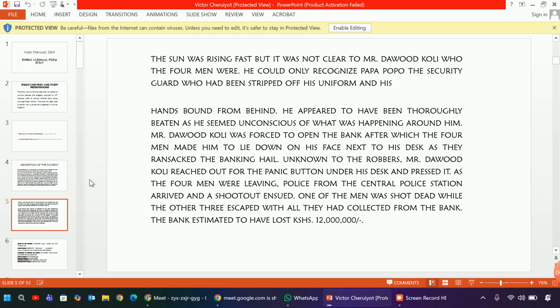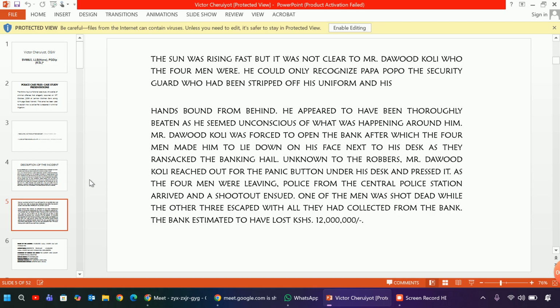The sun was rising fast, but it was not clear to Mr. Dawood Kohli who the 4 men were. He could only recognize Papa Popo, the security guard who had been stripped of his uniform and his hands bound from behind. He appeared to have been thoroughly beaten as he seemed unconscious of what was happening around him. Mr. Dawood Kohli was forced to open the bank, after which the 4 men made him lie down on his face next to his desk as they ransacked the banking hall.